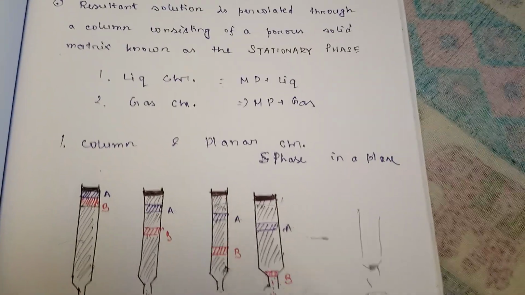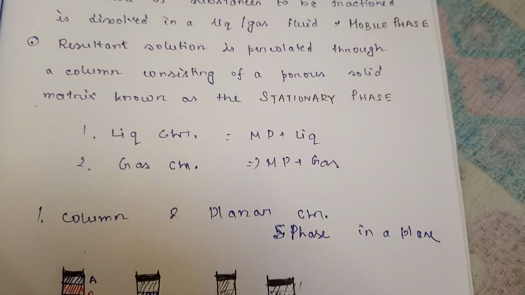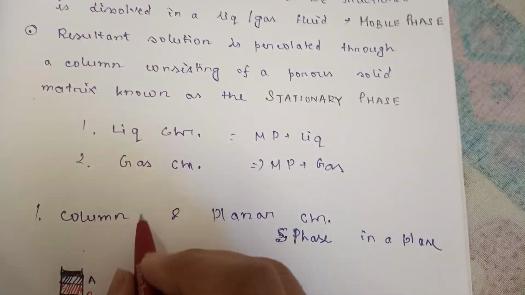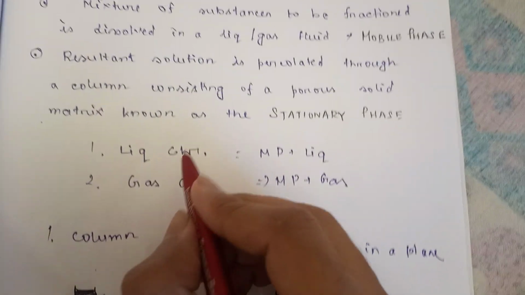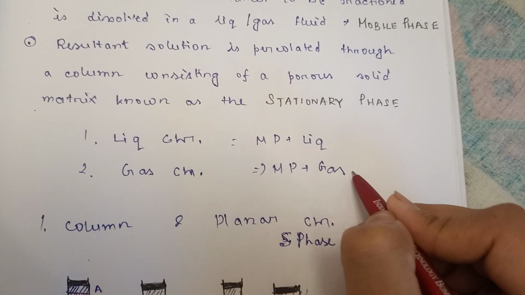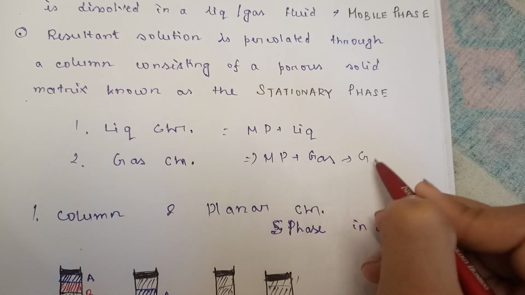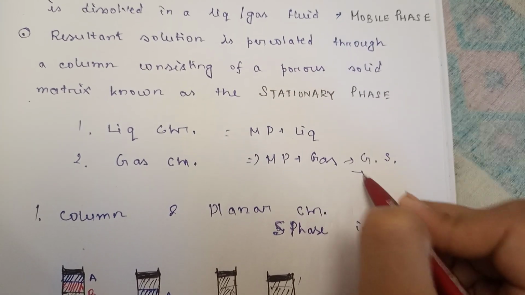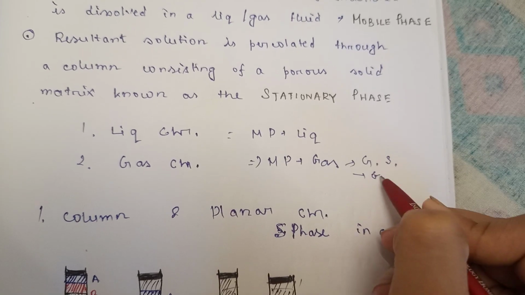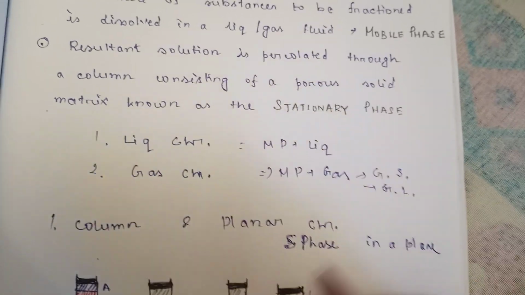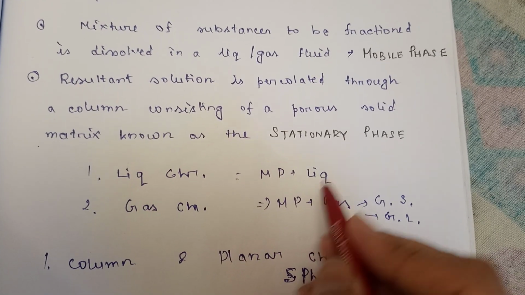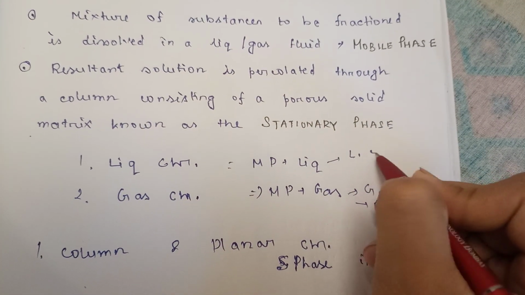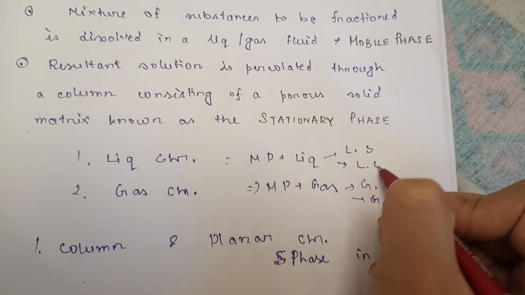So chromatography can be divided into many groups, like gas chromatography. Now if you are taking the stationary phase into consideration, then gas chromatography can be divided into two, that is gas-solid and another is gas-liquid. Similarly, liquid chromatography can also be divided into two subgroups, like liquid-solid and liquid-liquid chromatography.